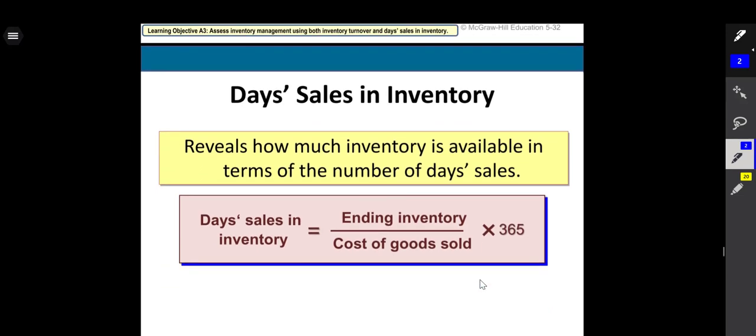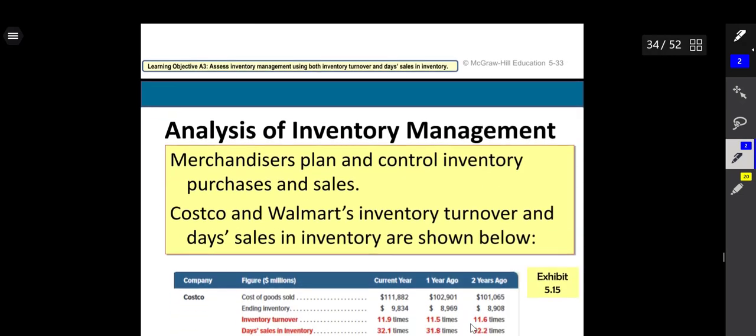Another valuable tool when looking at inventory as a ratio is the days sales in ending inventory, or days sales in inventory. So you're going to take the ending inventory divided by cost of goods sold times 365. What this tells you is what kind of a cushion do you have in ending inventory? How long will it last? And this is going to be reflective of the inventory turnover as well.